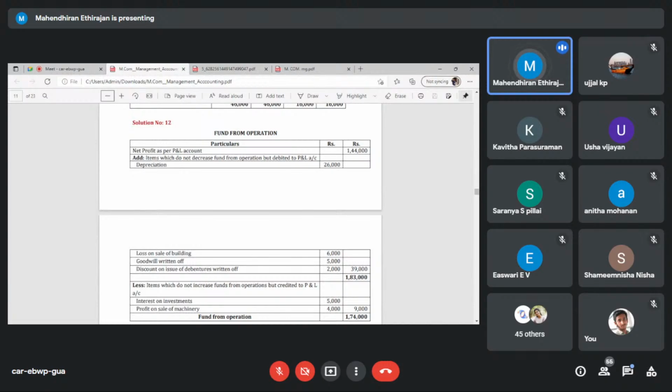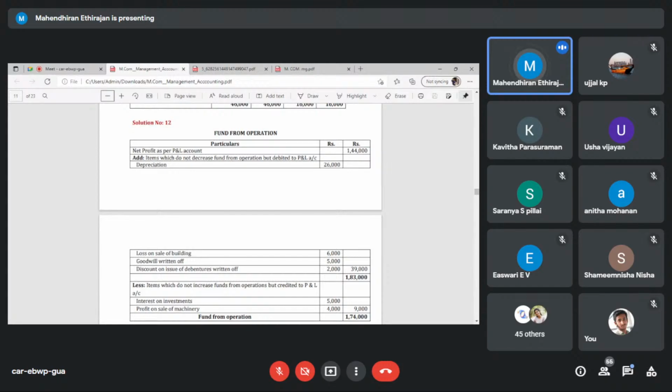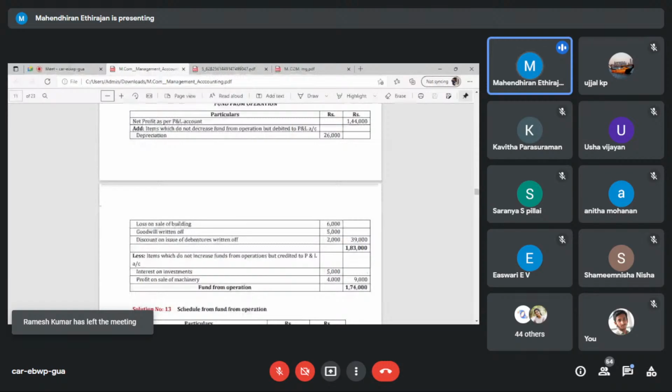You can reduce it, and 9,000 is subtracted from the 1,83,000. So the funds from operation, the business operation, is 1,74,000. For the particular year, they have money of 1,74,000. The funds from operation amount is transferred to the source of money. Source means what the business can have in that particular year. The remaining part they have to arrange. So 1,74,000 is the funds from operation.